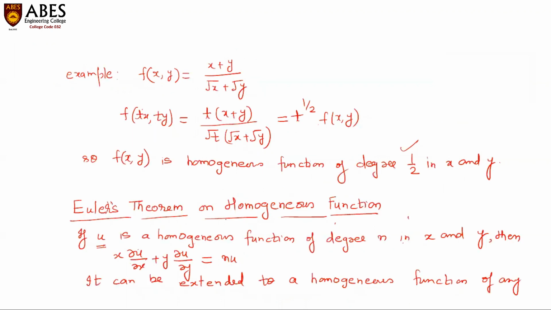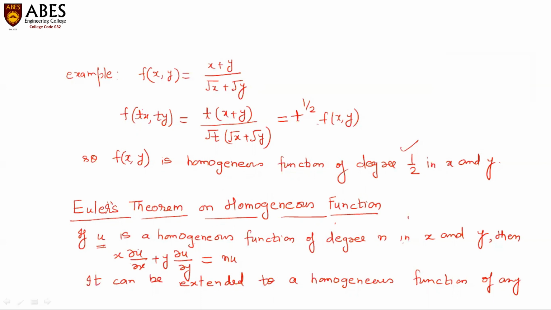Similarly, in this example, we can show the degree of the given function is half. We'll apply the same formula, x replaced by tx, y by ty, and we will get the right-hand side as t(x plus y) divided by (under root t under root x plus under root y), equal to t to the power half into f(x,y). So we can say that f(x,y) is a homogeneous function of degree half in the variables x and y.